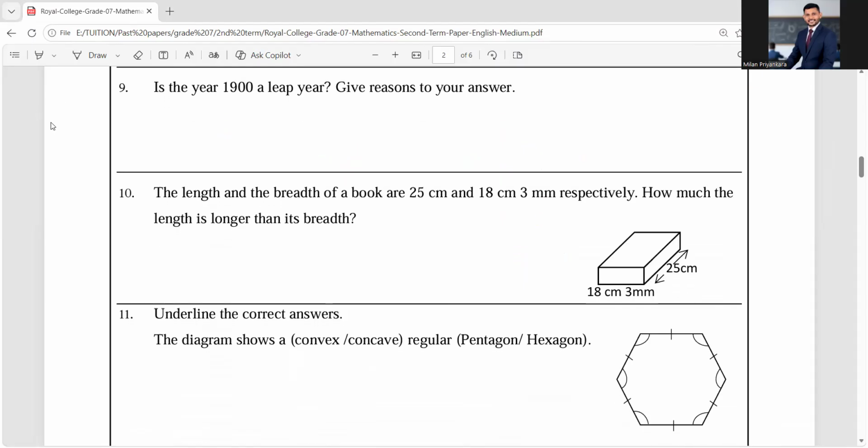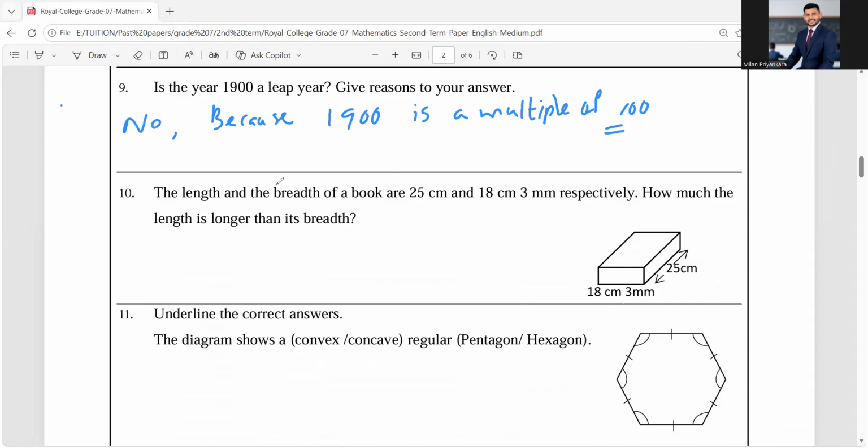Right. Okay, 9. Is the year 1900 a leap year? You can write no. 1900 is not a leap year because 1900 is a multiple of 100, right? And if it's a multiple of 100, then it is not a leap year.